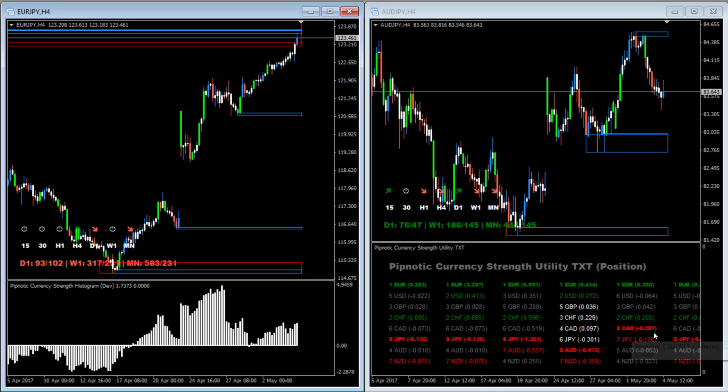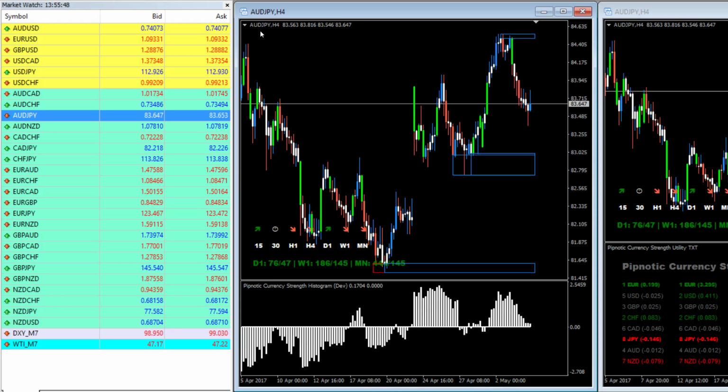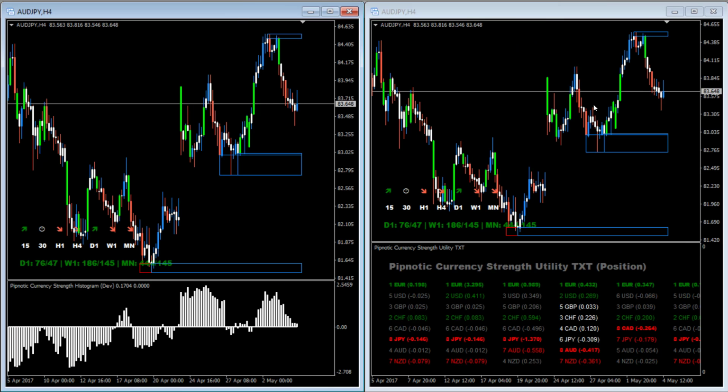If we have a look at, for example, the Aussie Japanese yen, you can use it for the same purpose here, and you can see that here we have a high. This should be traded as a range bound market because they are both weak. So you sell at the highs and you buy at the lows. You can use the histogram here to show us a little bit about where and when to sell and buy.